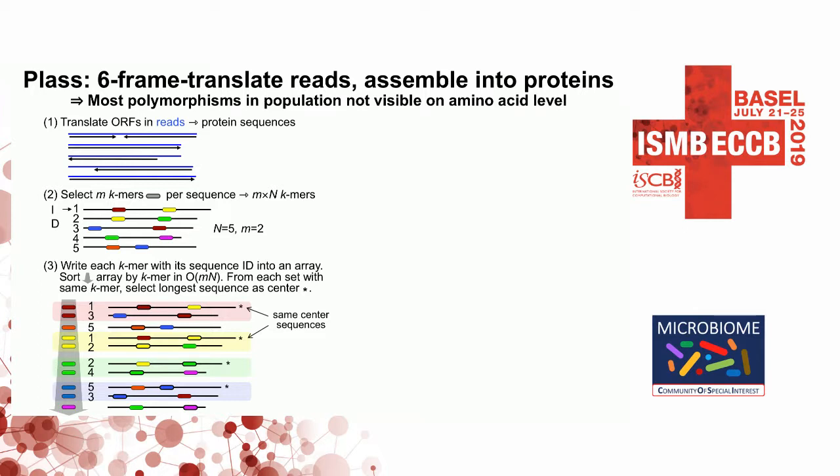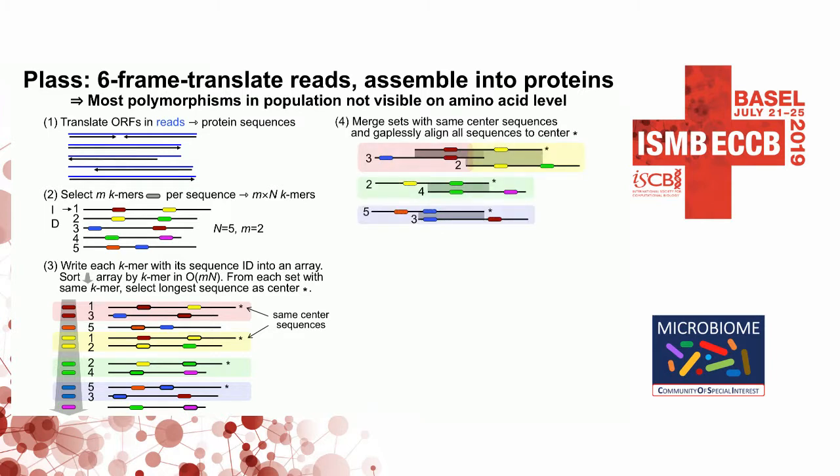So once you have this sorted, you can now designate the longest sequence. These are the starred ones. And then you sort again by some identifier of these sequences, which we call center sequences. By sorting them, you actually bring together even groups that have the same center sequence. So in this case, for example, the pink one and the yellow one.